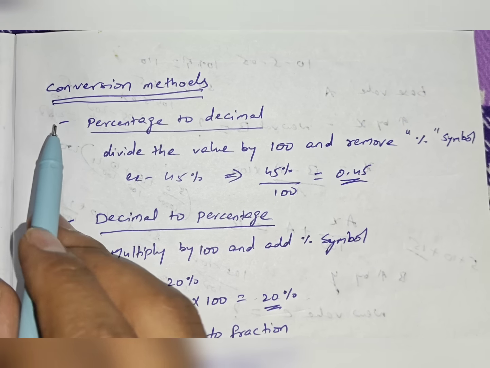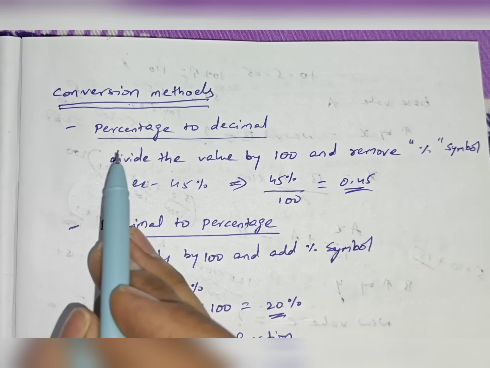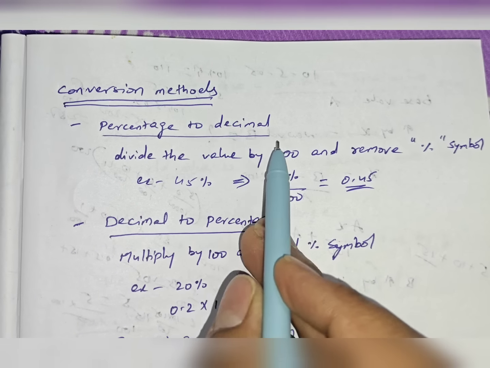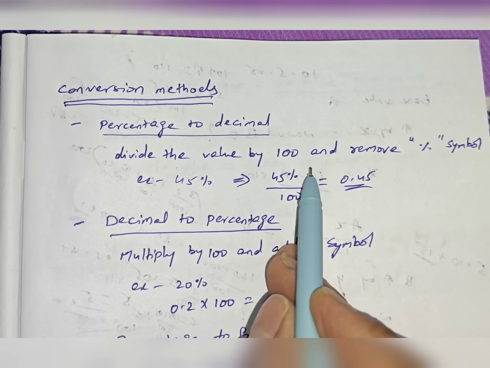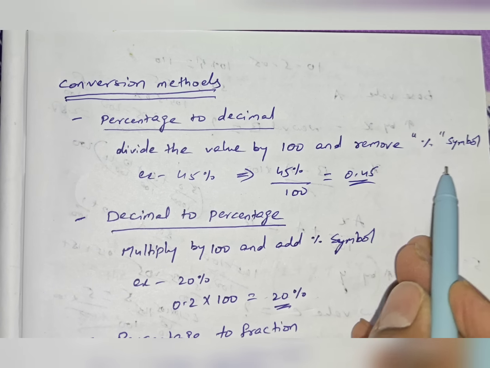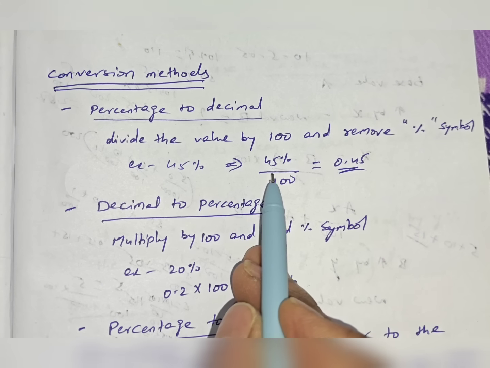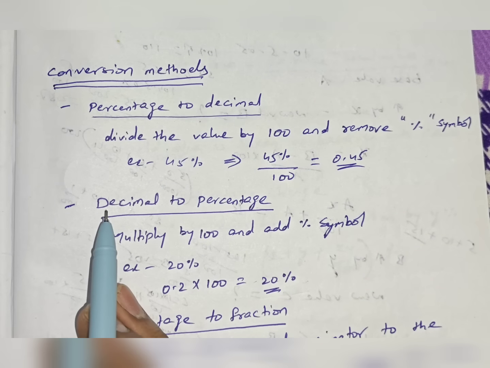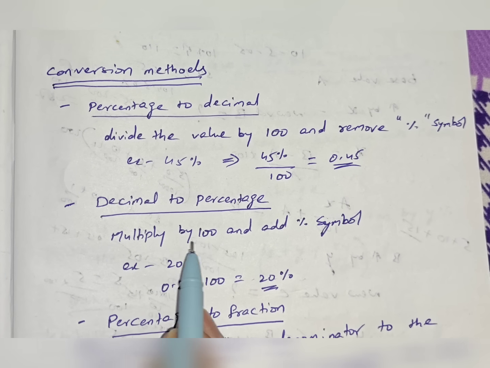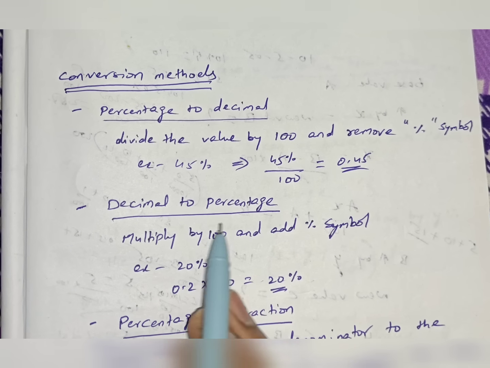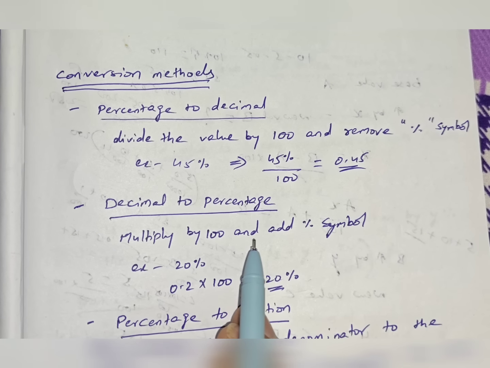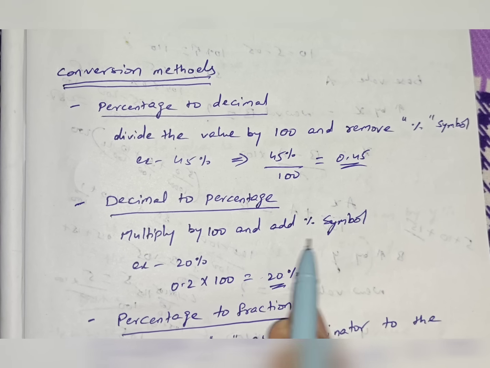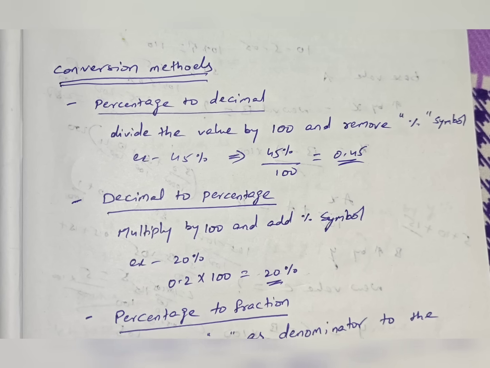The general conversion methods are, percentage to decimal. To do this, divide the value by 100 and remove the percentage symbol. Like 45% is equal to 45 by 100, that is 0.45. And decimal to percentage. Here, multiply by 100 and add the percentage symbol. For example, 0.2 into 100 is 20%.